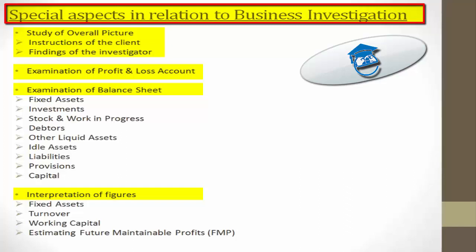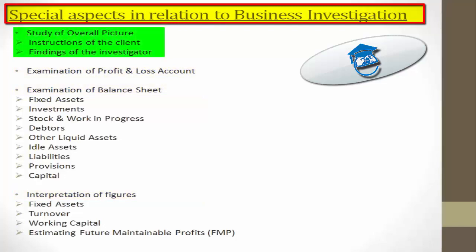Now, number one, let's mark the beginning with the study of the overall picture first of all. As an investigator, you should have a very good idea of the overall picture of the entity and about the position of the business of that entity. You need to identify the various entities in the group. Let's suppose the company has a parent, and also some subsidiary, co-subsidiary, sub-subsidiary. So you need to have an idea of the overall group structure of that company.